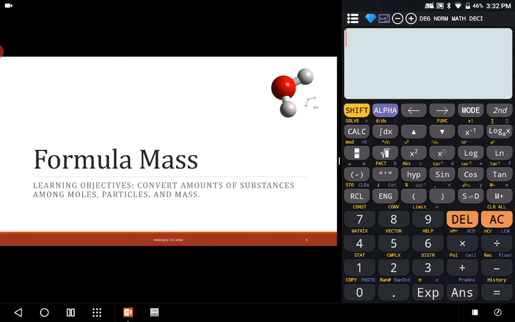Before we get started, you will need to have out your periodic table as well as your calculator so that you can work out problems as we go. We will first begin by talking about formula mass. The learning objective for this section will include converting the amount of substances among moles, particles, and mass.